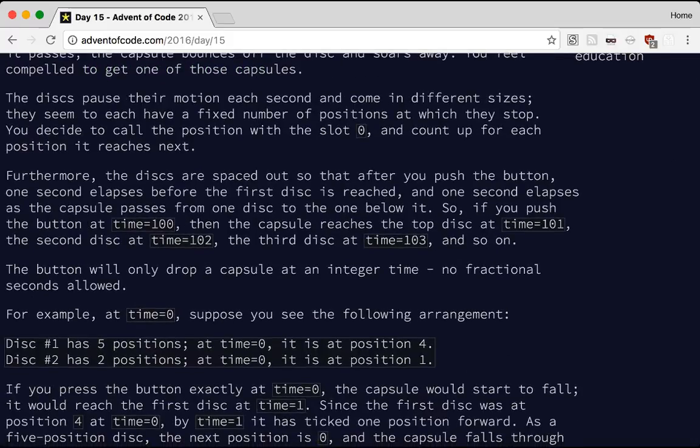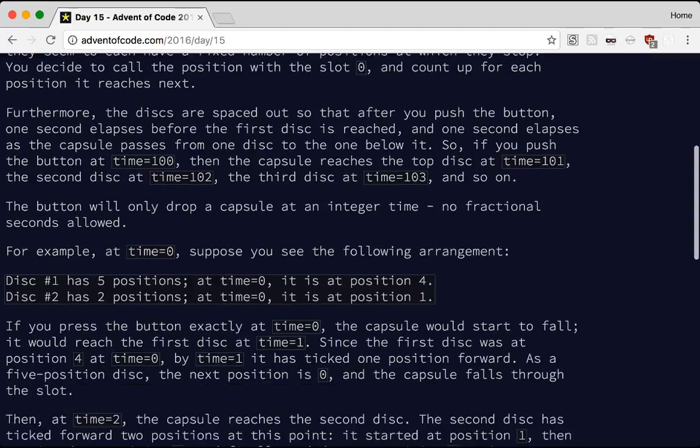The discs pause their motion each second and come in different sizes. They seem to each have a fixed number of positions at which they stop. You decide to call the position with the slot 0 and count up for each position it reaches next. Furthermore, the discs are spaced out so that after you push the button, 1 second elapses before the first disc is reached, and 1 second elapses as it passes from one disc to the one below it. So if you push the button at time 100, it reaches the top disc at time 101, the second disc at time 102, the third disc at time 103, and so on. The button will only drop a capsule at an integer time, no fractional seconds allowed.